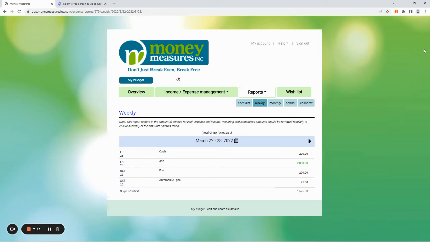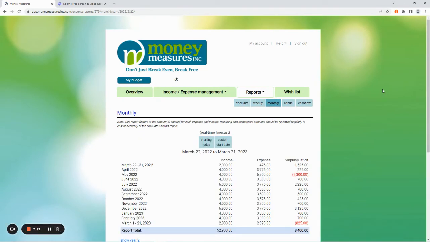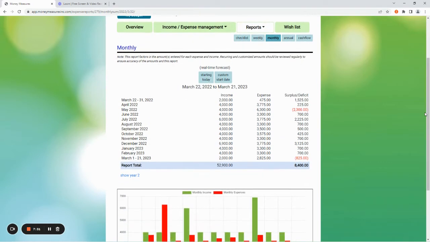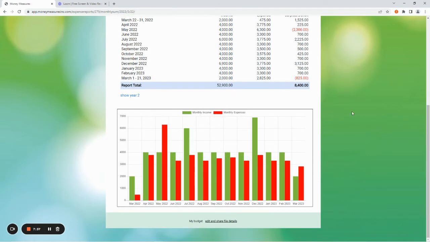You can see what the weekly flow of money will look like. Money out, money in. It captures what's coming in and out on a monthly basis. And also does it in a graph.